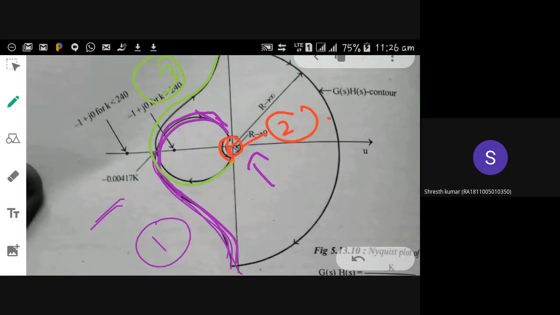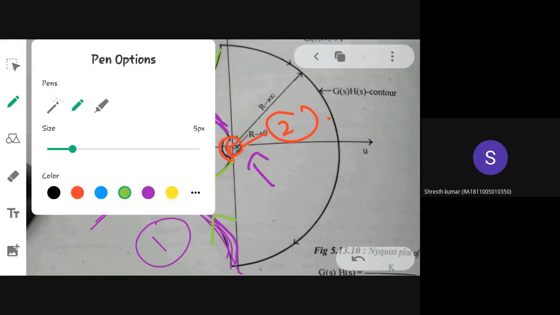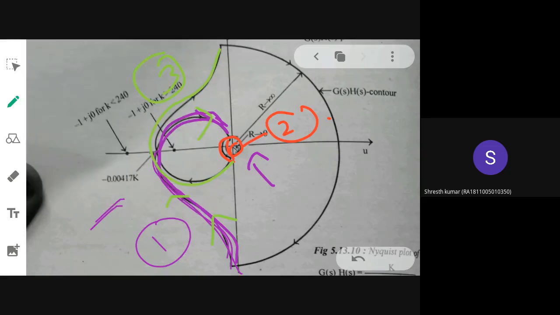Okay, and remember you have to mark the direction. Here the direction is traveling like this. Otherwise you won't be able to know what type of encirclement, whether it is anti-clockwise or clockwise. That is very important. Okay, let me mark it also. Then it will be traveling like this.